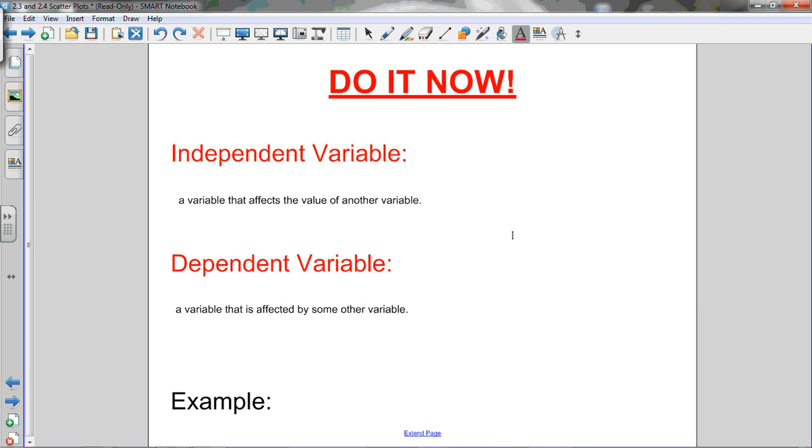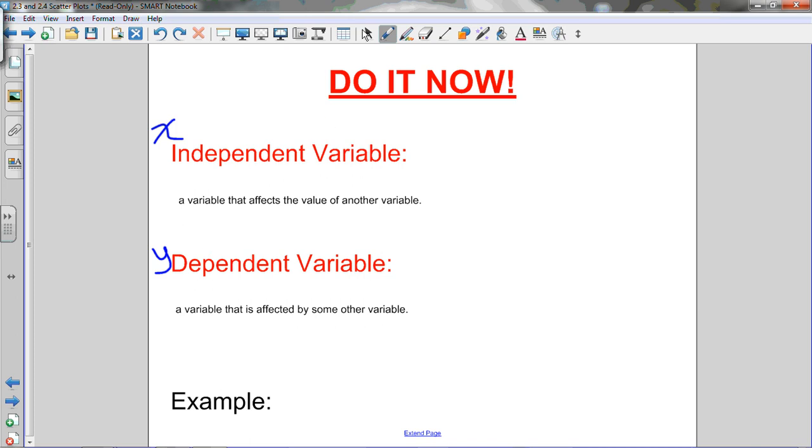Another thing that's important to note here, we use a common letter to represent these variables. Whenever we're representing the independent variable, we use the letter X. And to represent the dependent variable, we use the letter Y. So always use X for the independent variable, Y for the dependent variable.